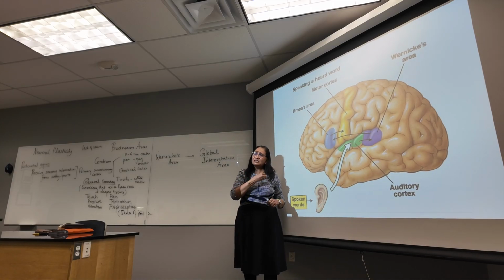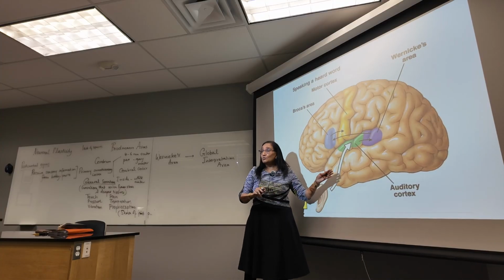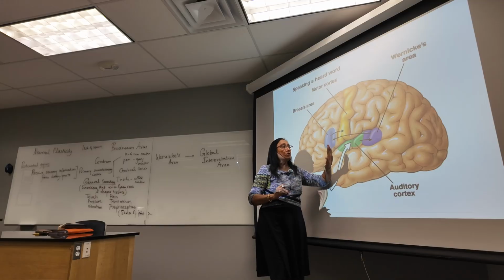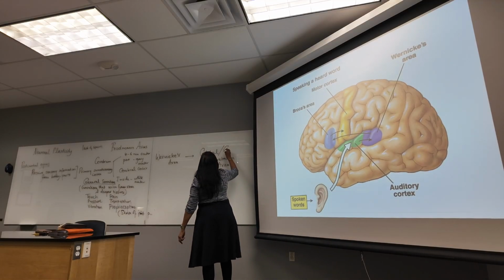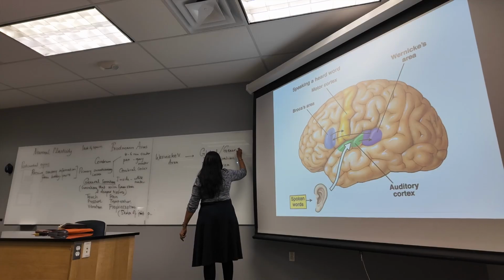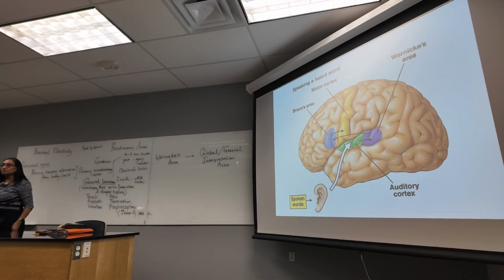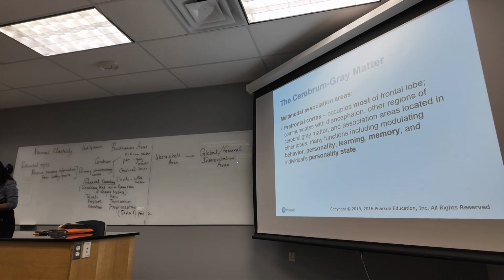It is a very simple example. It is more complex than this, but this is what happens. So this is called the global or general interpretation area. Okay, so I want you to know about Broca's area and I want you to know about Wernicke's area, because these two are important components.